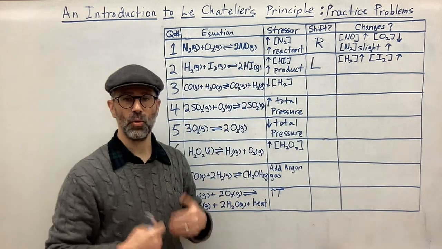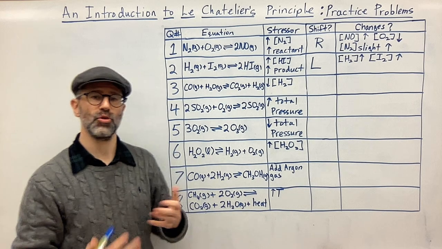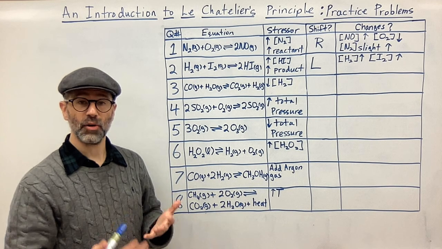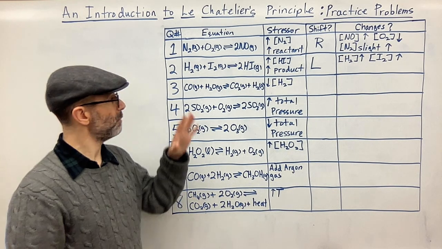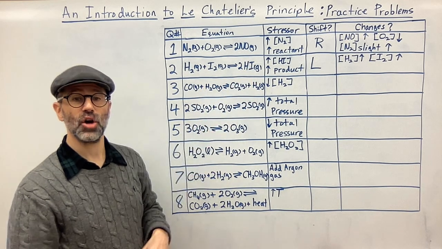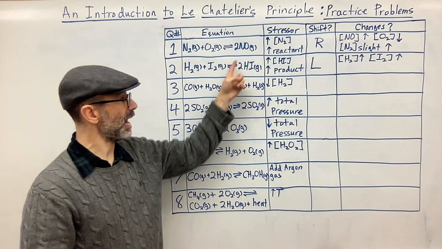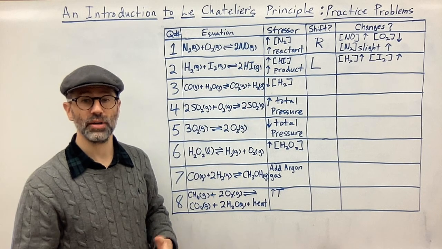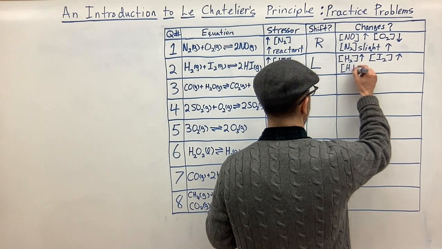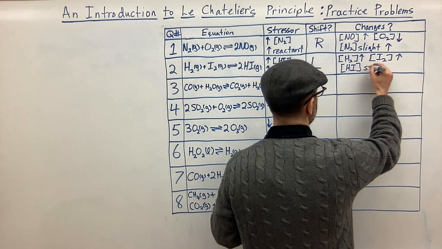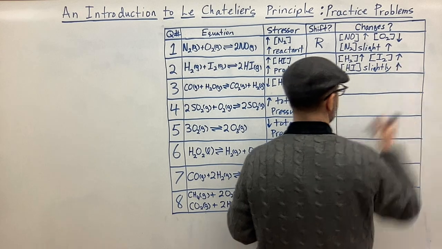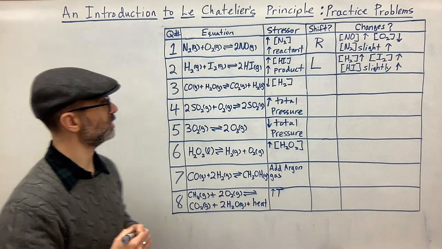What about HI? What is its new concentration at the new equilibrium? Is it going to be back to normal? No, it's not going to be back to where it was because we added some of this. It's not going to get rid of all of it. So in the end, the amount of HI we have is going to be slightly more than what we started with. So the concentration of HI is going to be slightly increased.